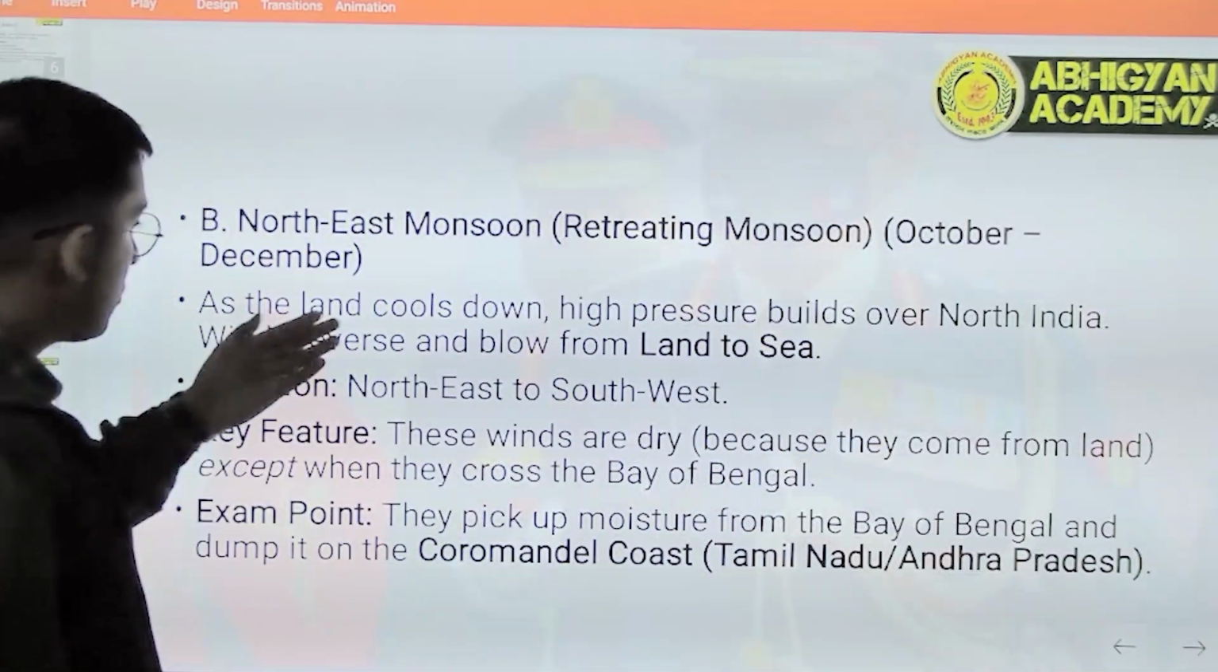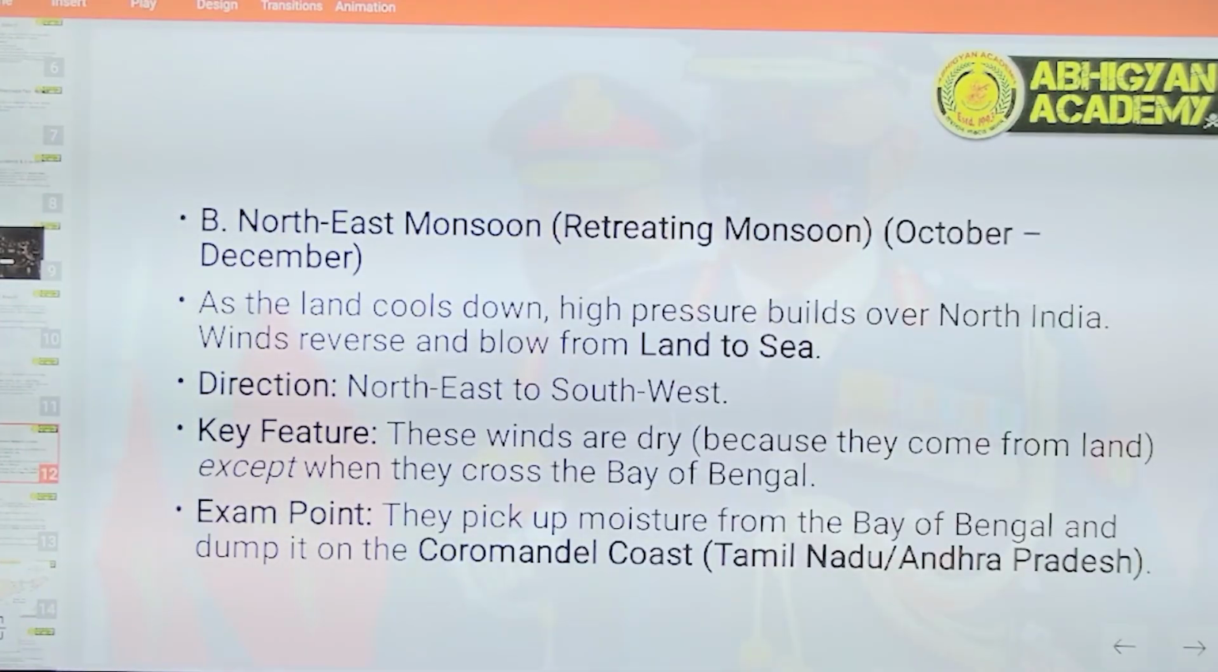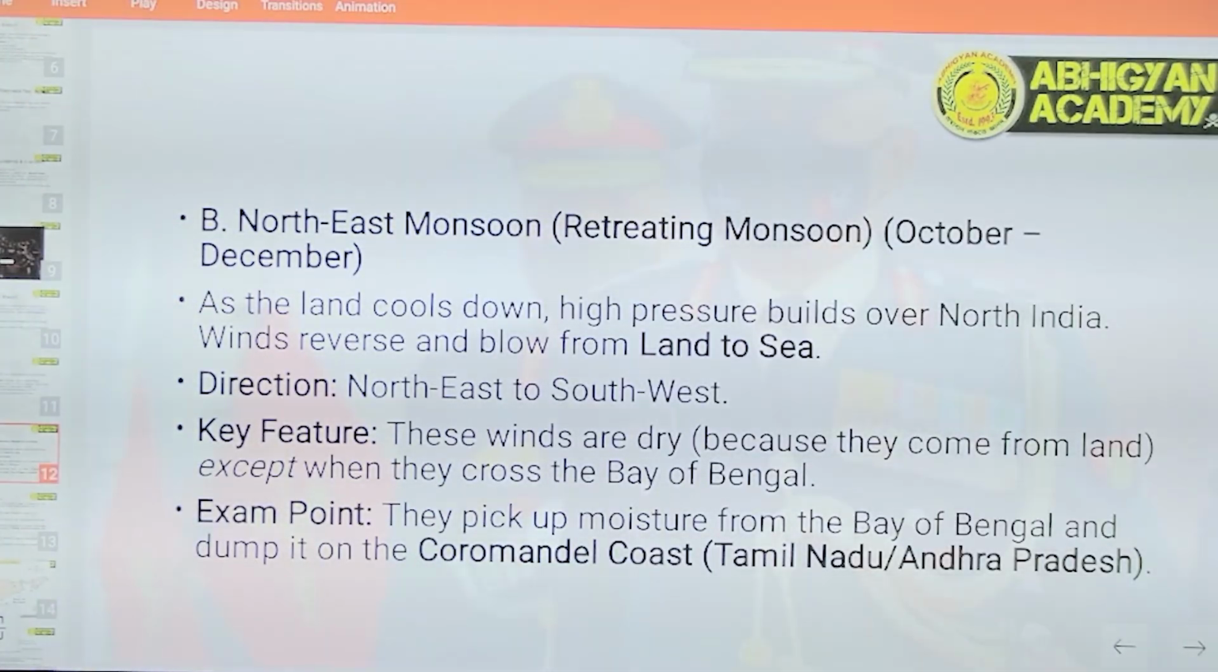So as the land cools down, high pressure builds over North India. Winds reverse and blow from land to sea. Direction is northeast to southwest. Key feature: these winds are dry because they come from land, except when they cross the Bay of Bengal. Exam point: they pick up moisture from the Bay of Bengal and dump it on the Tamil Nadu or Coromandel coast.